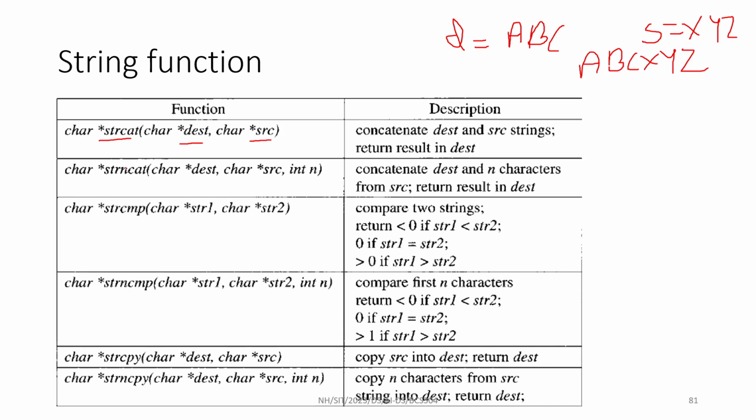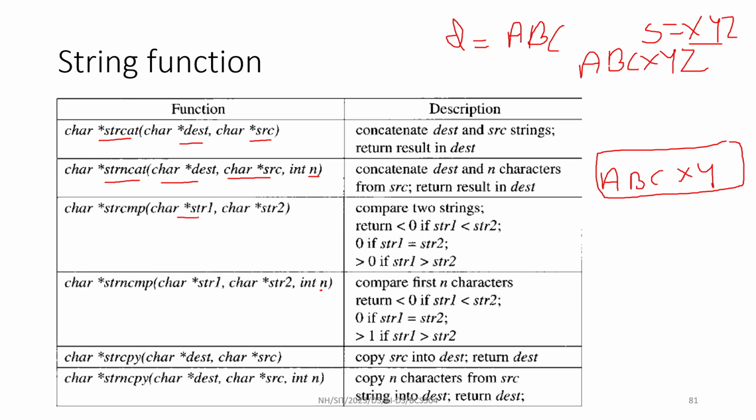Second, another small variation of string concatenation, that is strncat. As usual, the first string is the same, the second string is the same, and then you give how many characters of the source you have to concatenate. Like in this example, I have to concatenate only XY here. The answer will be A, B, C. Here you have to join not all the characters, only two characters, because the n value will be 2. The answer will be X and Y. This is how the variant of string concatenate works.